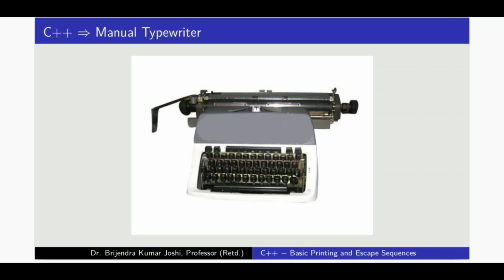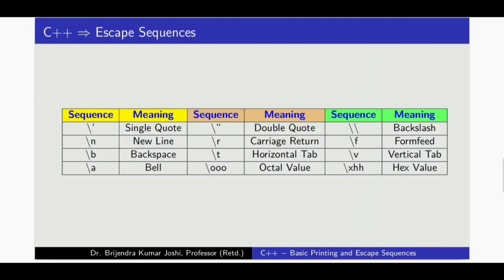Now there are a number of other escape sequences. If I want to print a single quote, I have to write it like this. If I want to print a double quote, I have to write it like this. If I want to print the backslash, since backslash itself is the escape character, we use a double backslash. New line we have just discussed. This is the carriage return. Now form feed and vertical tab behave identically when it comes to printing onto the monitor.